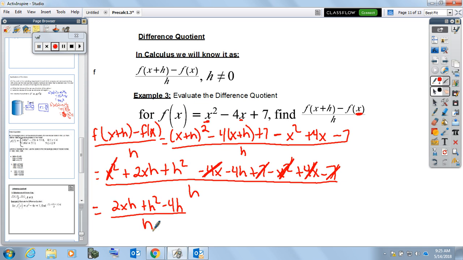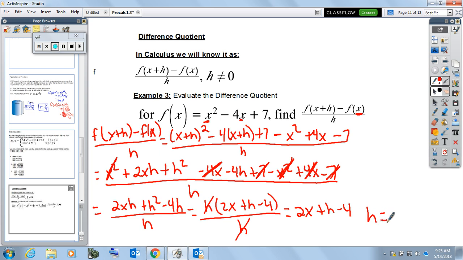One thing that you're always going to look to do is see if there's a factorable h in the numerator, and there is. So we can take out an h, and we're left with h times 2x plus h minus 4, over h. The reason is so we can cancel and simplify as much as we possibly can. And so we get 2x plus h minus 4, as long as we understand that h cannot equal 0. We can't have h being 0. That's part of the difference quotient ratio itself.